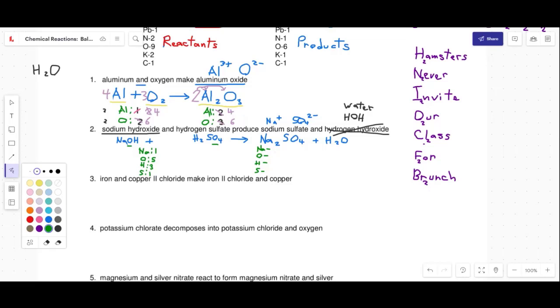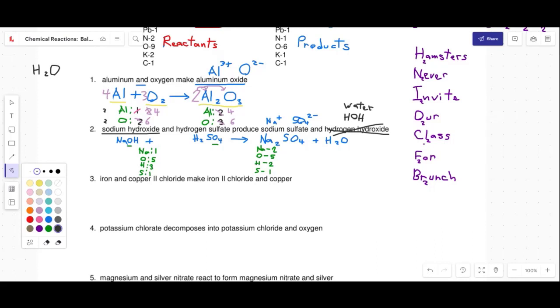Let's go ahead and list the number of elements on the product side. How many sodiums on the product side? 2. And how many oxygens? 5 again. And how many hydrogens? Just 2. And how many sulfurs? 1 sulfur.